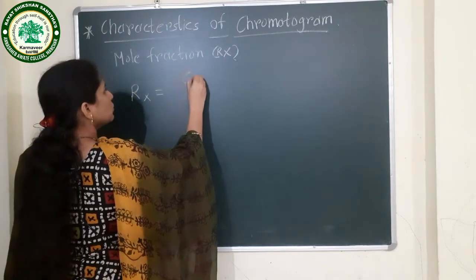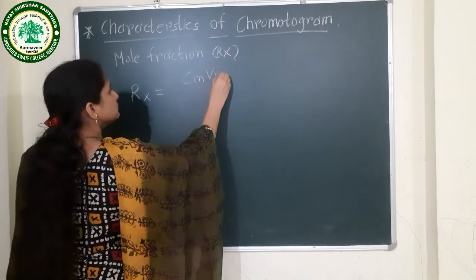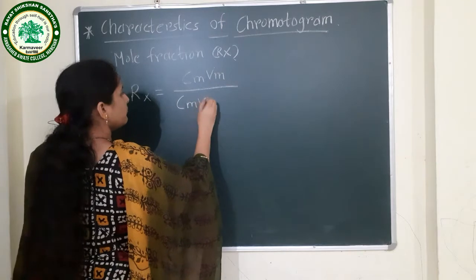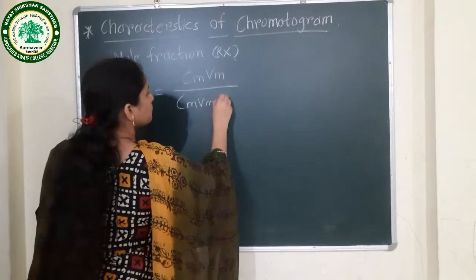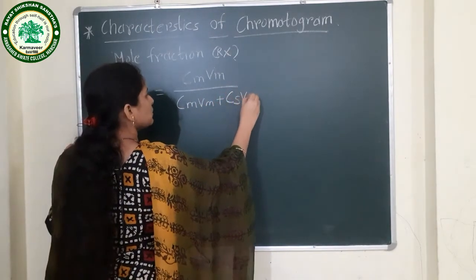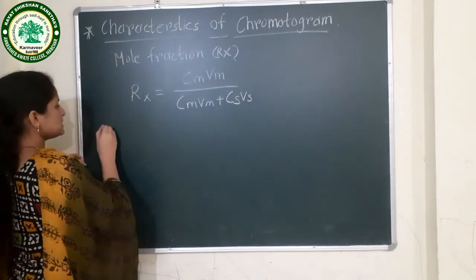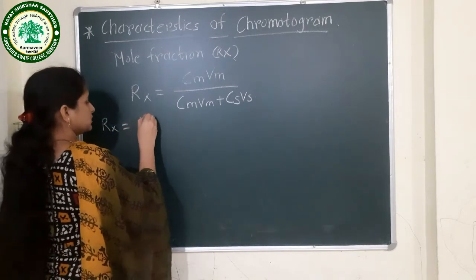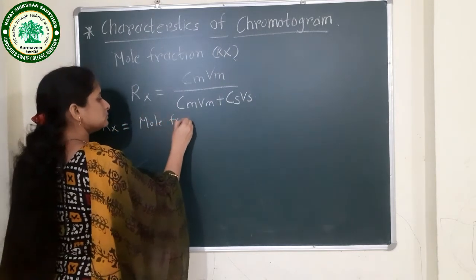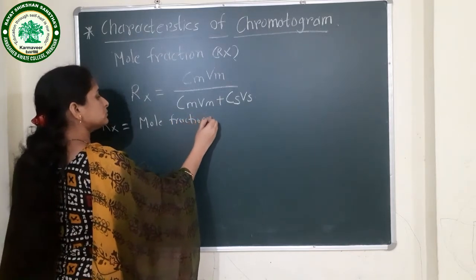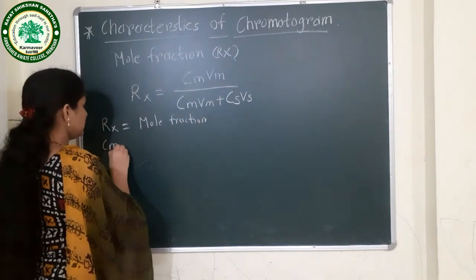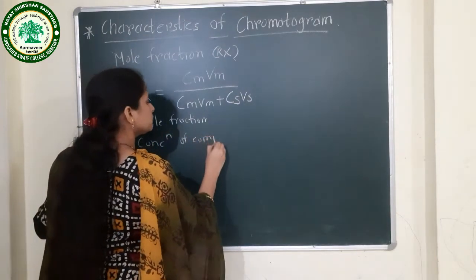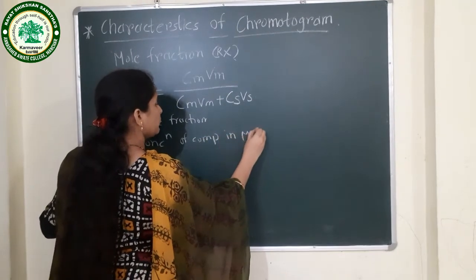Rx is equal to CmVm upon CmVm plus CsVs. Now what is this Rx? Rx is the mole fraction. Then Cm is the concentration of compound in mobile phase.